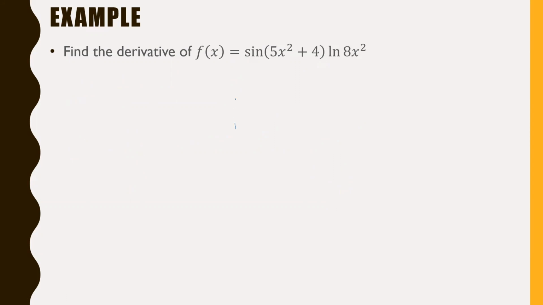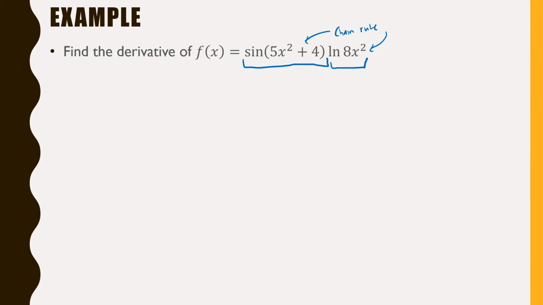I think one thing that's pretty clear off the bat is that we have a product rule piece. So we got this times this. So product rule is kind of the big thing going on here. But given that we have a function inside of the sine and we have a function inside of our ln, we got a couple chain rule pieces going on here as well.